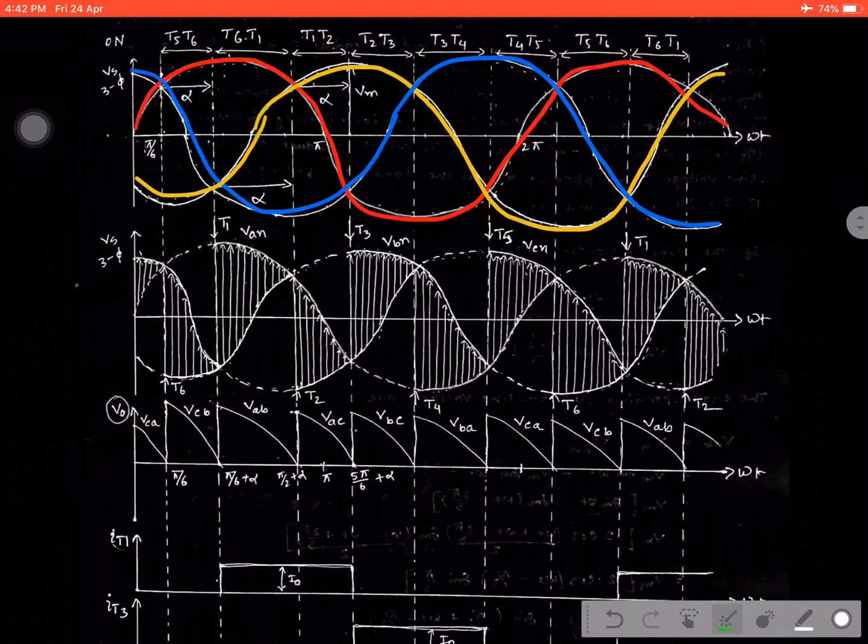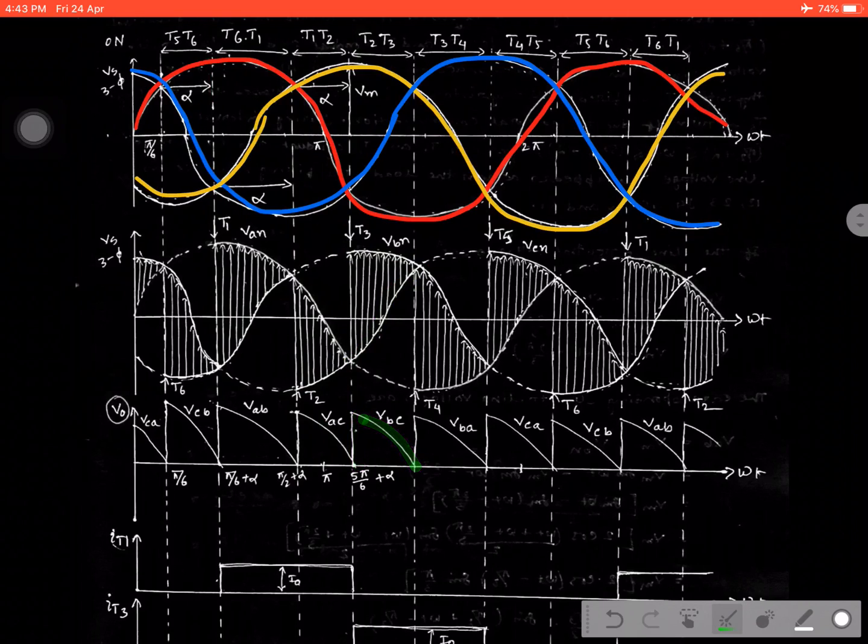Similarly, in the next case, think about this region and this region. What happened when the thyristor T2 fired in this case? Then the voltage appearing across the load is VAN minus VCN, that will give you VAC. Similarly, when T3 is triggered in this particular case, then the voltage appearing across the load is VBN minus VCN. That means it will give the VBC.